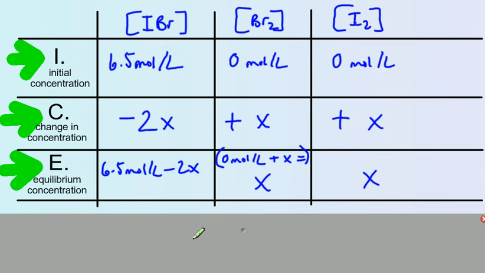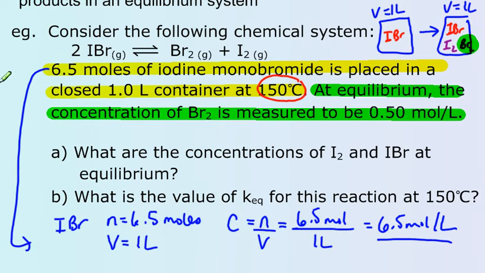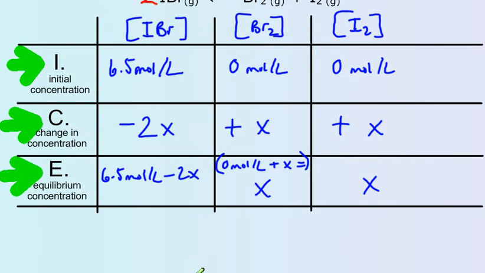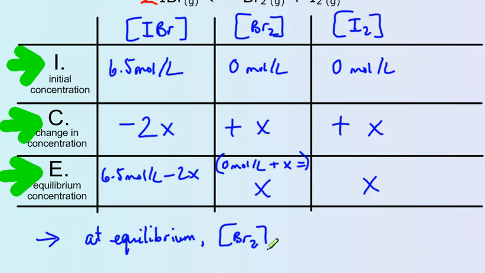Now, there are many ways that we're going to solve for x during this unit, but this question here is lovely because we're given this additional piece of information. At equilibrium, the concentration of Br2 is measured to be 0.50 moles per liter. So that is a key piece of information, and I'm going to write it down here. So we know that at equilibrium, the question tells us the concentration of Br2 is 0.50 moles per liter.